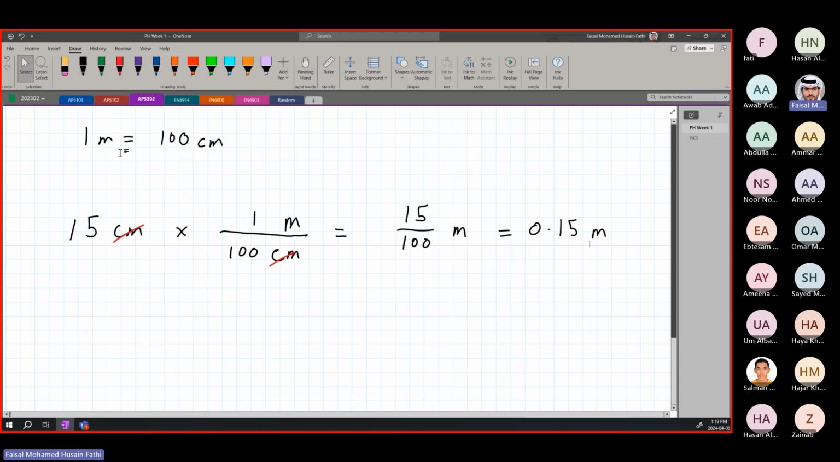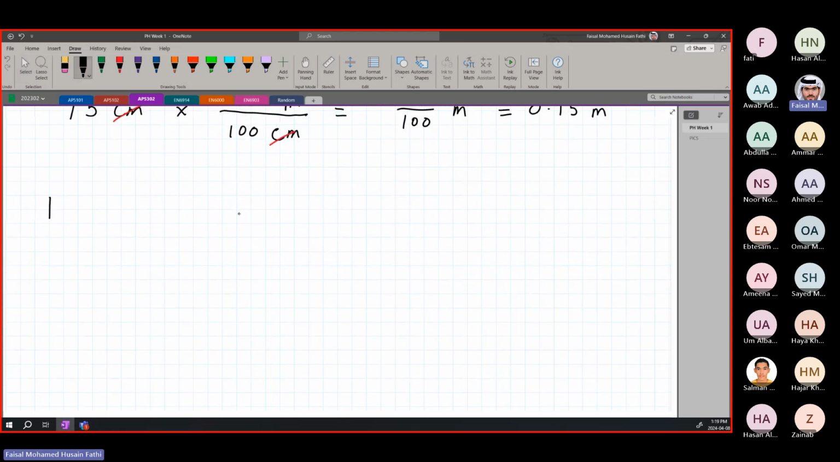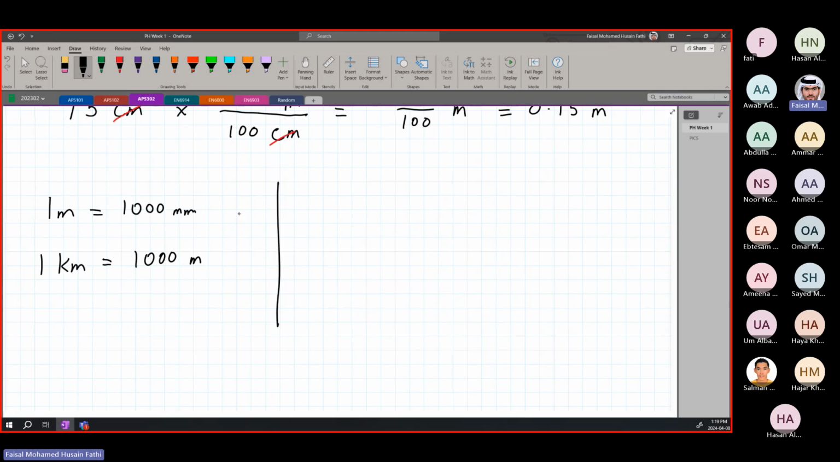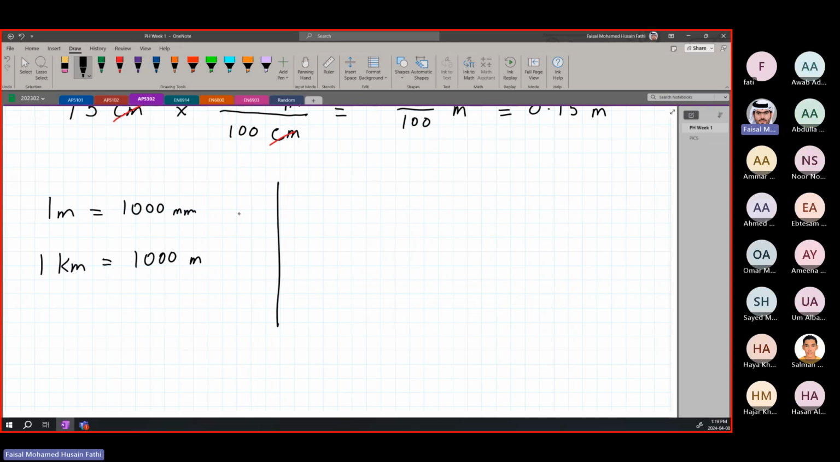So here we have 1 meter is equal to 100 centimeters. We also know that 1 meter is equal to 1000 millimeters. And then 1 kilometer is equal to 1000 meters. When we are looking at speeds, it's the same idea. It's also in meters. Let's talk about time. Time is very simple as well. 1 minute is equal to 60 seconds. 1 hour is equal to 60 minutes. Everyone should know that by now.